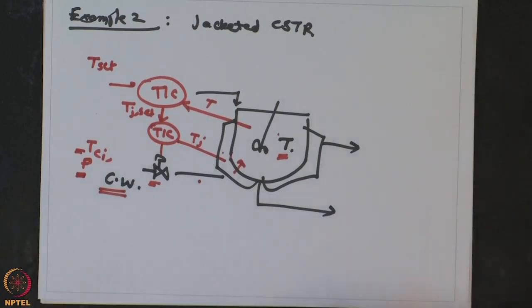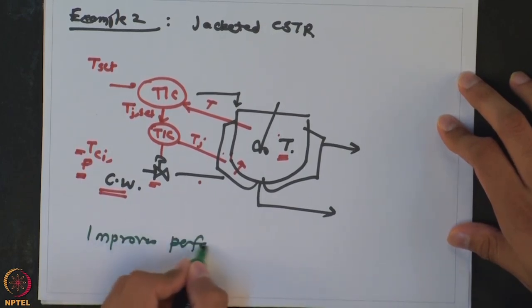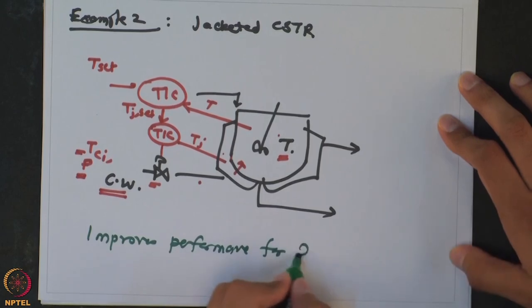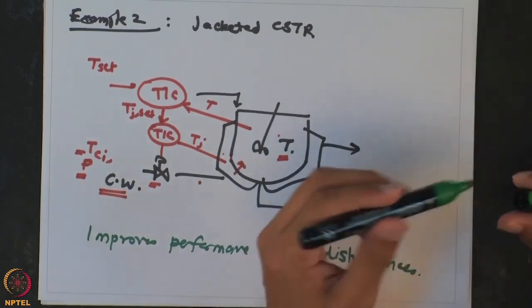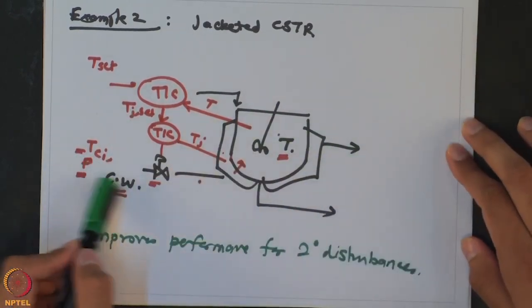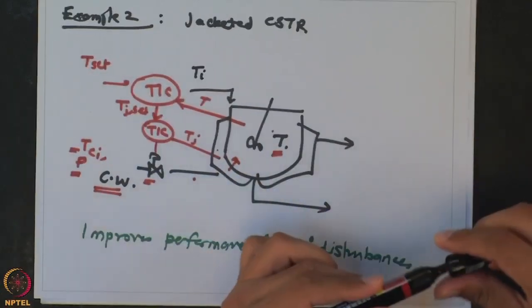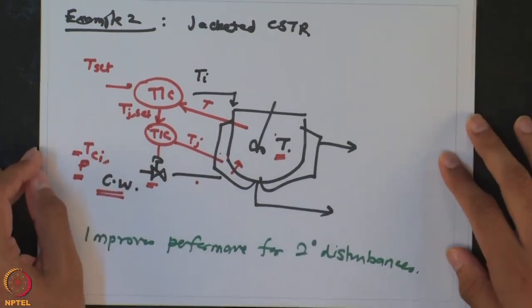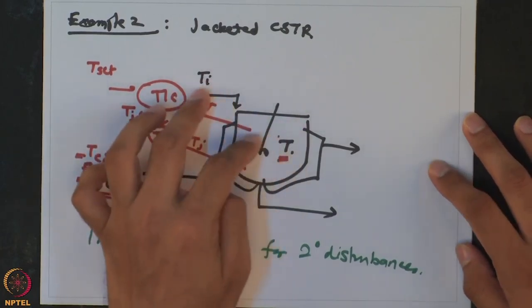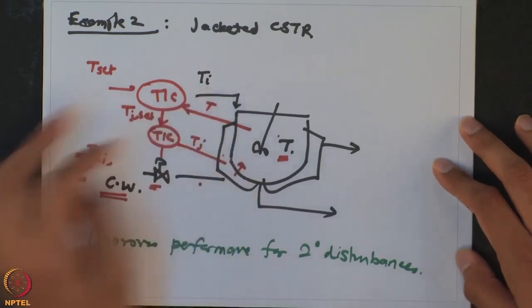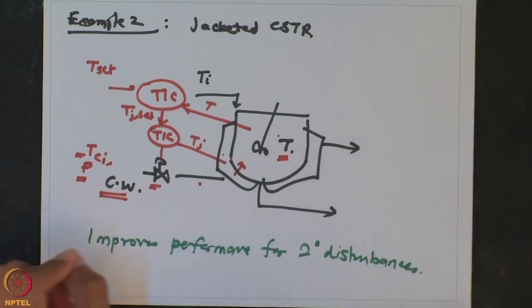So cascade control strategy works, or it improves performance for secondary disturbances, like the disturbance in the fuel flow line, or here the disturbances in the coolant line. Now, if there was a disturbance in the inlet temperature, there are no additional benefits which you are going to get because of a cascade control strategy. It will have its own transfer function to affect the temperature, and the performance will be similar whether you use a cascade control strategy or not. So keep that in mind, that cascade control strategy is going to improve the performance only for secondary disturbances.